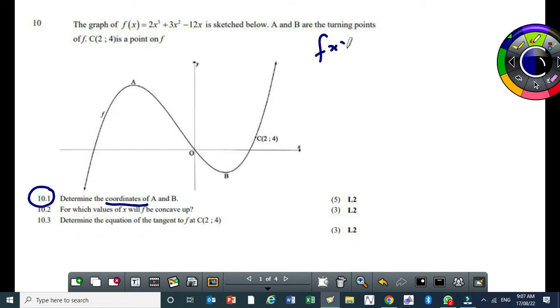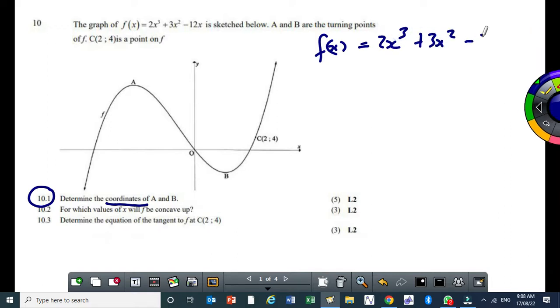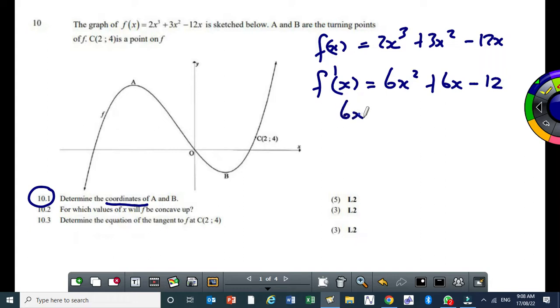So I've given our function as f of x equal to 2x cubed plus 3x squared minus 12x. So f prime of x, remember f prime of x is the derivative, will be equal to 6x squared plus 6x minus 12. Then we equate that derivative to 0. So if we equate it to 0, we end up getting a quadratic equation.